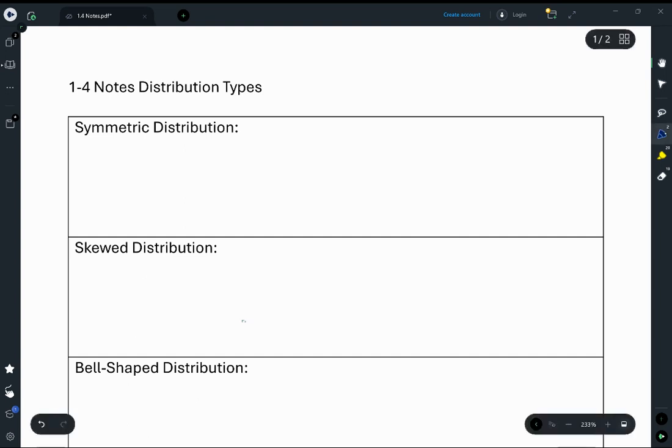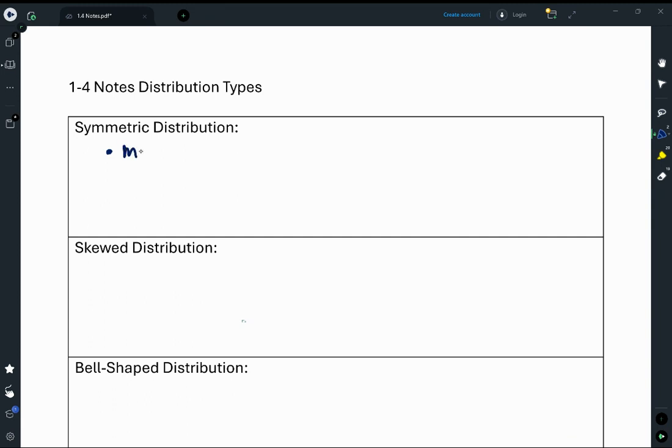Hello class, these are our 1-4 notes for Algebra 1. We're looking at distribution types. So we have been graphing histograms, we've been graphing box plots, dot plots, but now we're going to really talk about the shape of that distribution. So the first thing we want to talk about is a symmetric distribution. So if we have symmetric, what it means is that our mean and our median are the same.